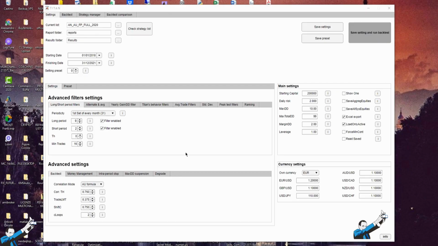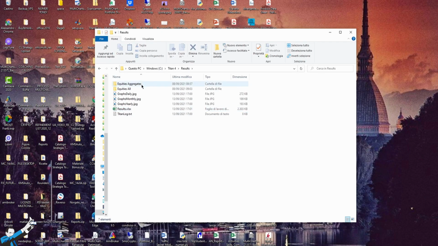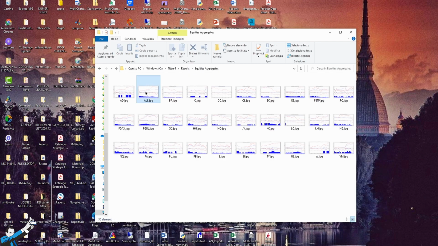Okay, so this is a screen from Titan that contains all the filters and settings to customize the management of your portfolio. What I'd like to do today is focus on the results that we get on different markets. Let's start with this picture.